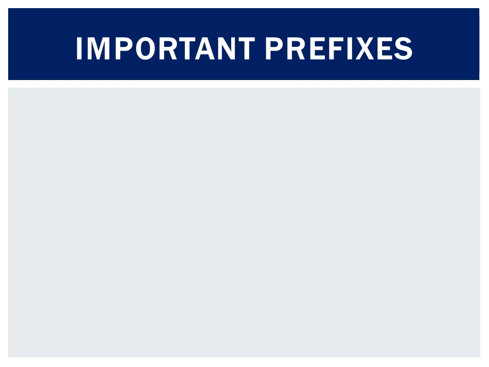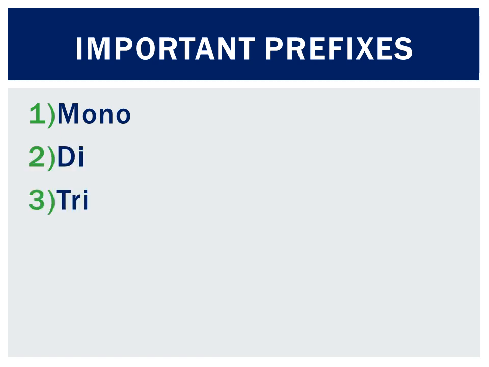So before we start writing formulas and names, we need to cover some important prefixes. Maybe some of you have seen these before. 1 is mono, 2 is di, 3 is tri, 4 is tetra. Up to this point, these should probably look pretty familiar. The higher numbers get less and less familiar.